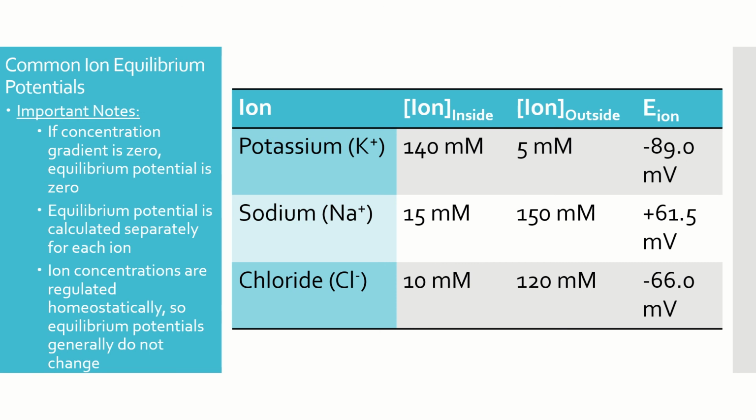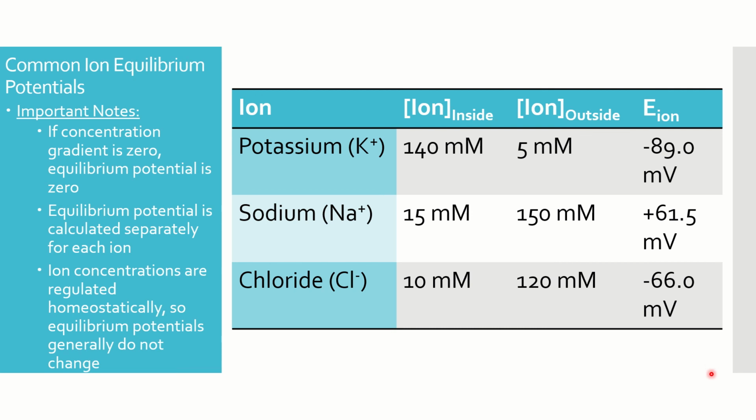Each ion has an independently calculated equilibrium potential, so the equilibrium potential of sodium is not going to be the same or affect potassium or chloride, and vice versa. We're not going to see any effect on other ions. They're all independent. And ion concentrations are regularly, in a normal system, regulated by homeostasis, right? So we're going to see a little bit of flux, but generally they're not going to change very much, because we're always regulating these within a given set of parameters.